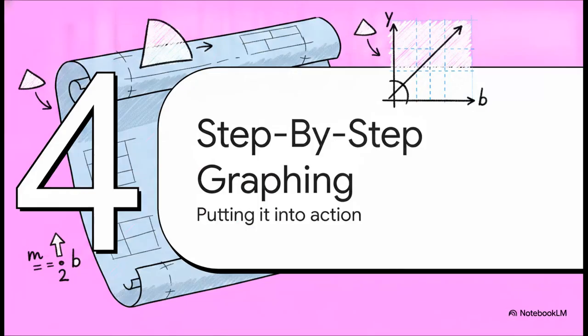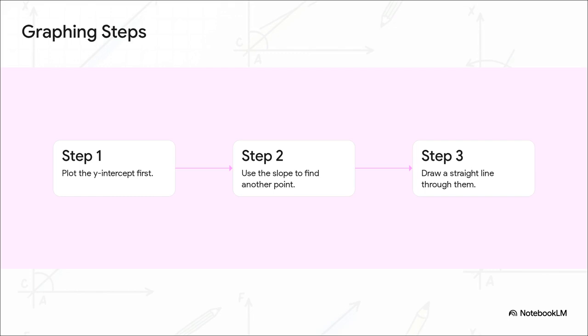Which brings us to section 4, step-by-step graphing. Now that we understand our m and our b, here is our foolproof recipe. Just 3 steps. Step 1, plot the y-intercept first. Bam, starting dot. Step 2, use the slope, that rise over run we talked about, to find another point on the graph. Step 3, draw a straight line through those 2 points. That is literally it. It is the perfect recipe for graphing any linear function in slope-intercept form.